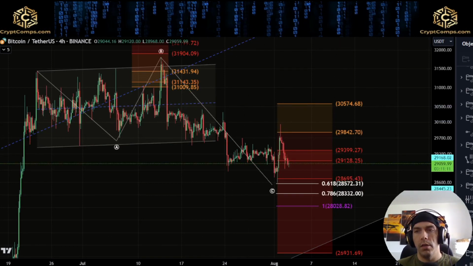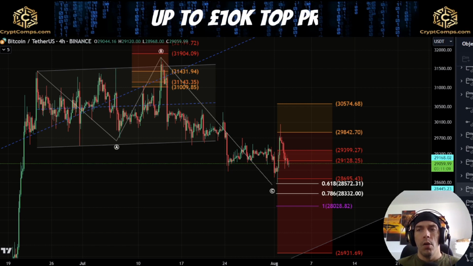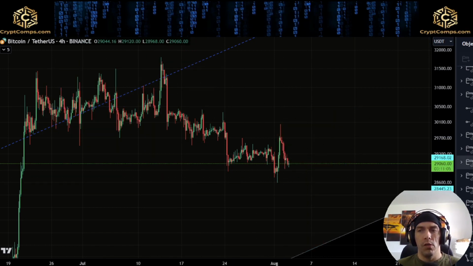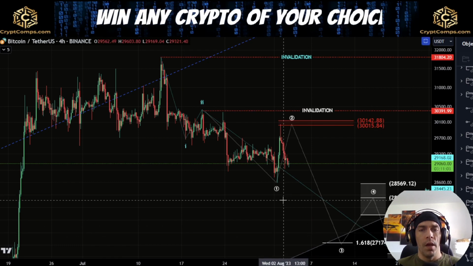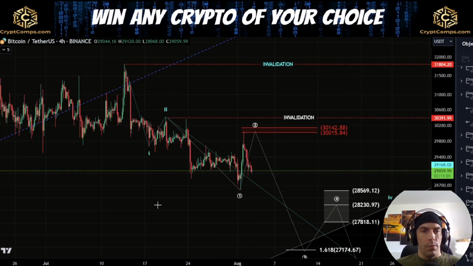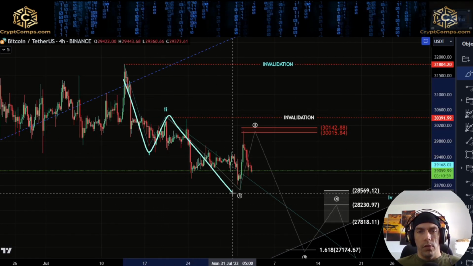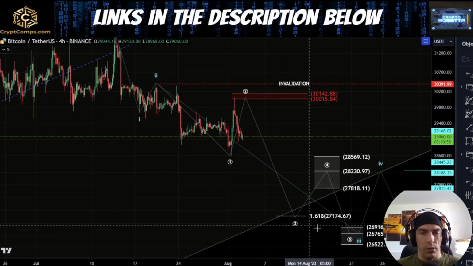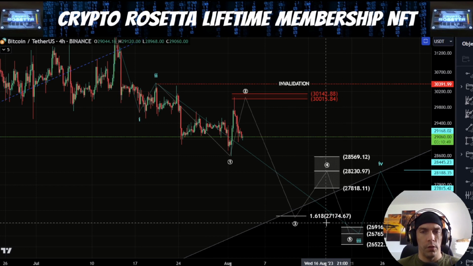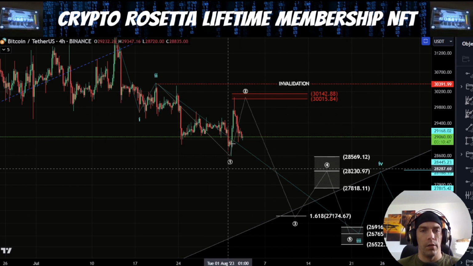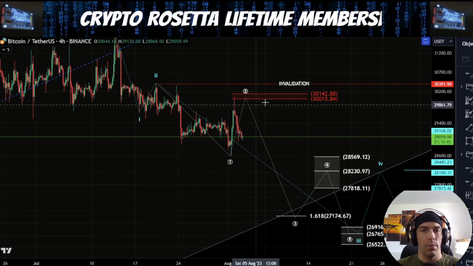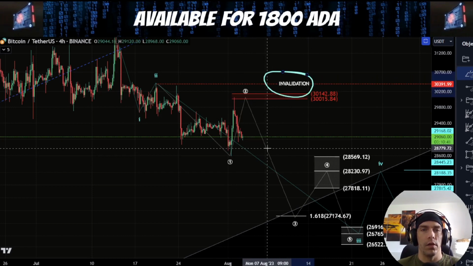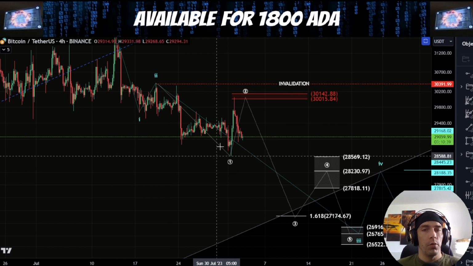Now, within that idea of continuation down, what we'd be saying is that if this move is not completed, there's two ways that I'm currently looking at this. So within this count, we could potentially have this as 1, 2. This is another 1 and a 2. And what we'd be looking for is 1.618 to fall to the downside, saying that we are looking for this 27,174 as a potential target. Now, this is where we need to be careful until we actually break back above this invalidation point here at this 30,391. We do have this potential.